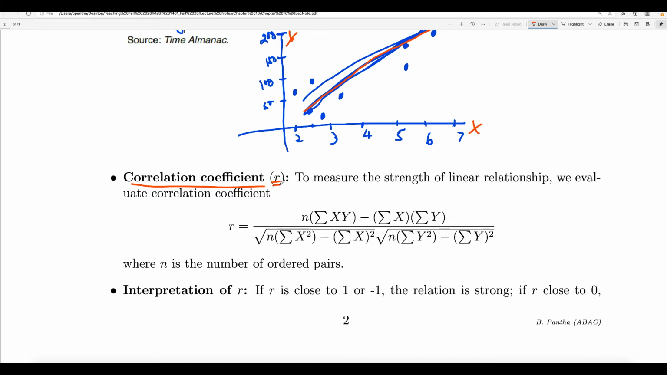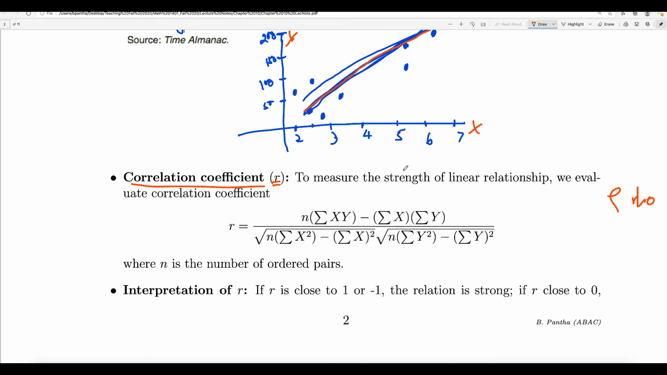This is for the sample correlation coefficient. If you want the population correlation coefficient, that is denoted by rho, R-H-O, for the population. For the sample, the correlation coefficient is denoted by R. This is the formula for R.